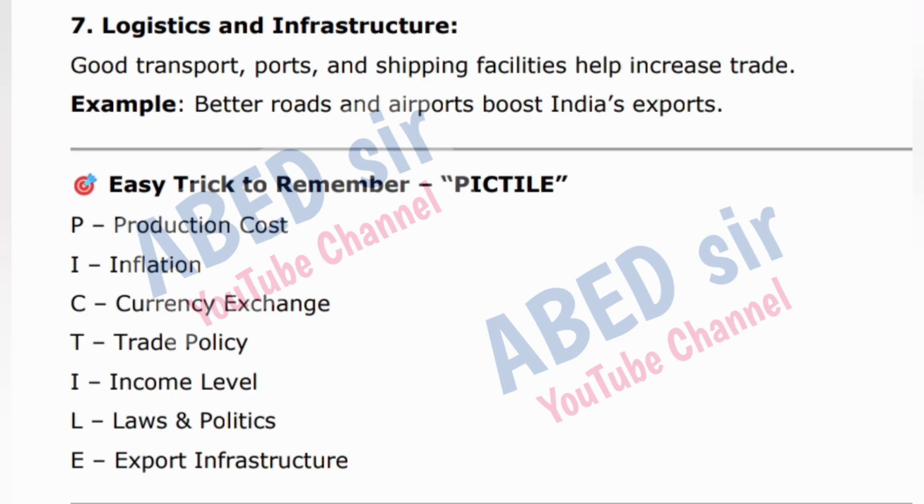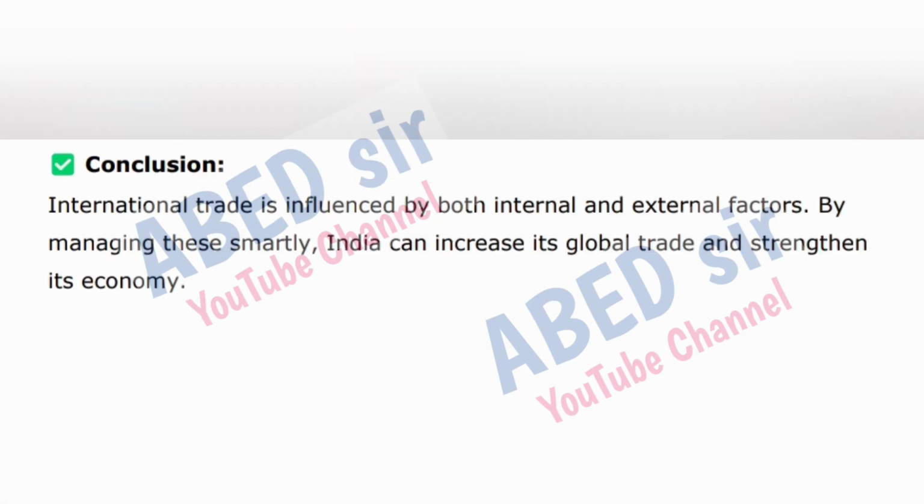Easy trick to remember: PICTILE. P: Production cost. I: Inflation. C: Currency exchange. T: Trade policy. I: Income level. L: Laws and politics. E: Export infrastructure. Conclusion. International trade is influenced by both internal and external factors. By managing these smartly, India can increase its global trade and strengthen its economy.